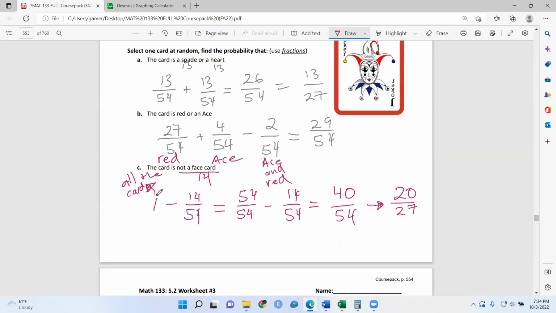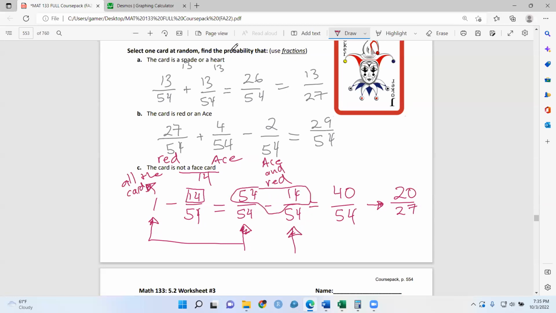So the 1 is all of the cards. We're subtracting 14 of them that are face cards, and that leaves us with how many are not face cards. Now, I just did this little trick that says, do you remember what 54 divided by 54 is? It's 1. So I didn't do anything. I just put some clothes on this 1. Those clothes make it the same type of number as this 14 over 54 so that I could subtract the tops. That's all I did.